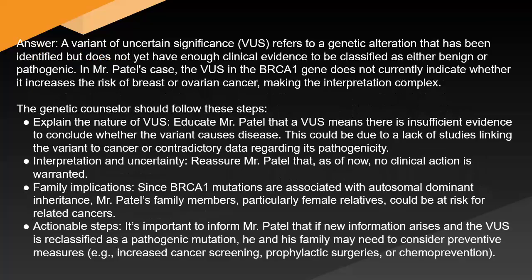Answer: A variant of uncertain significance (VUS) refers to a genetic alteration that has been identified but does not yet have enough clinical evidence to be classified as either benign or pathogenic. In Mr. Patel's case, the VUS in the BRCA gene does not currently indicate whether it increases the risk of breast or ovarian cancer, making the interpretation complex. The genetic counselor should follow these steps.